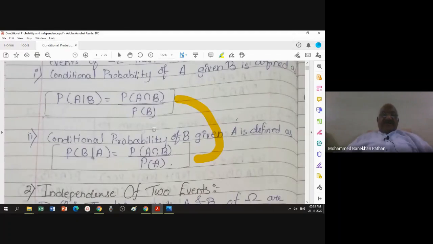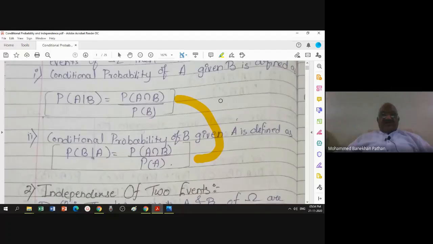If I compare today's topic with previous chapter, in previous chapter we studied probability of event directly. In this chapter, we try to study probability by putting some condition on the main event A, and then we do the calculations. If I want to explain these two, I will take simple example.